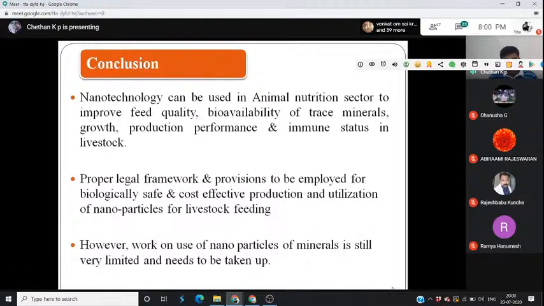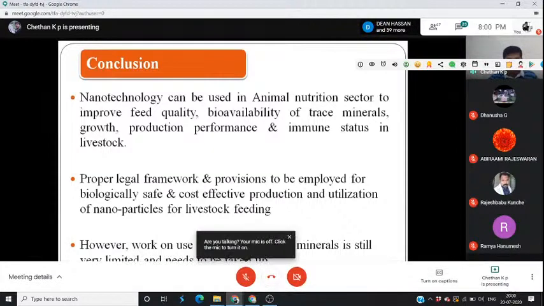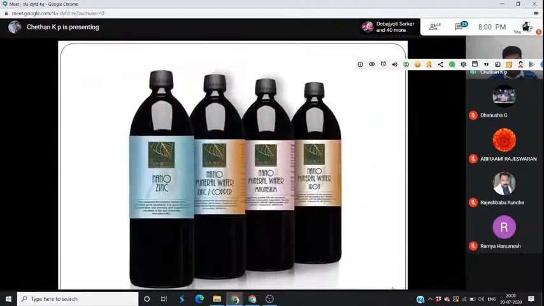Because if you go to the market for supplementation of nanominerals to the livestock, you won't get any product. You may get for human beings. If you search in Google, definitely there are some products labeled as nanominerals. But as of now, nanomineral supplements for animals are not available in the market. This is a picture I have taken from Google. It says Nano Zinc, mineral water with Nano Zinc and copper. It is available, but how safe it is and what the cost is, is very little known.